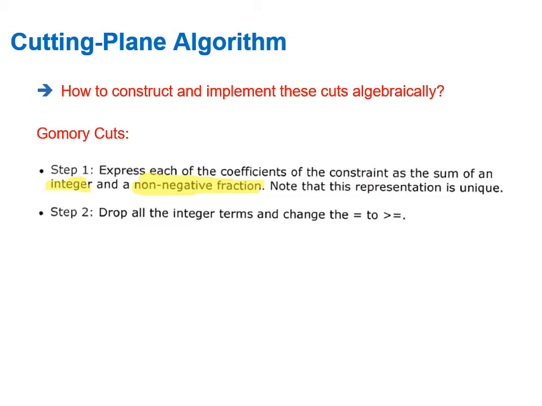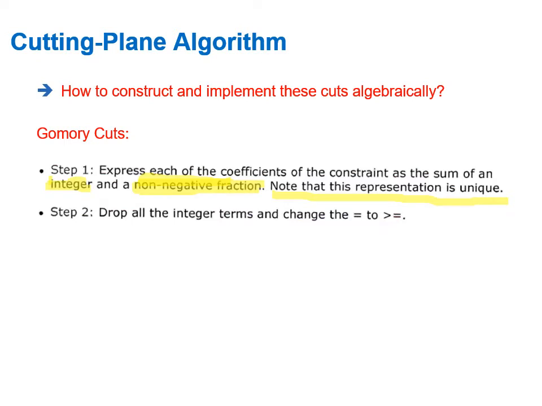So we represent each of the coefficients as a sum of an integer and a non-negative fraction. Okay, there is only one way to represent these coefficients. You cannot find alternative ways, only one way. Okay, in step 2, what do we do? We drop the integer terms. So we represented them as integer plus a fraction, and then we drop the integer part, and we change the equality constraint to greater than or equal to.